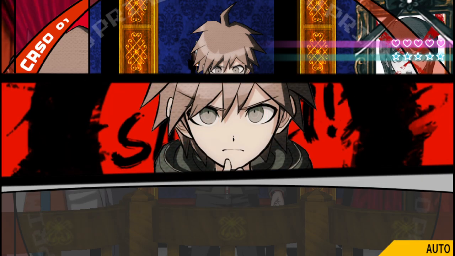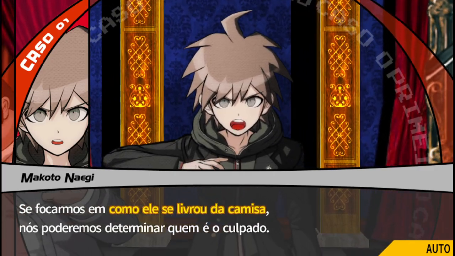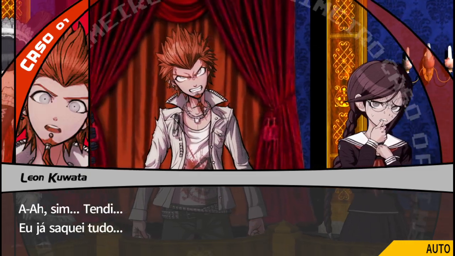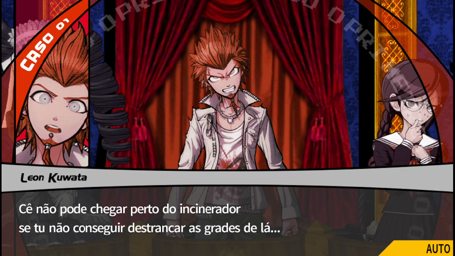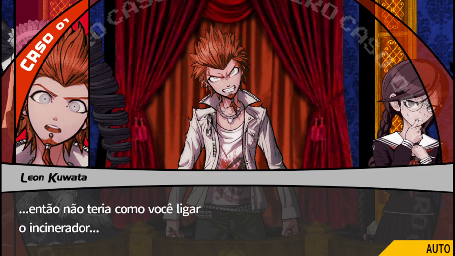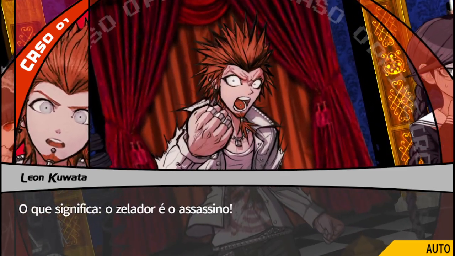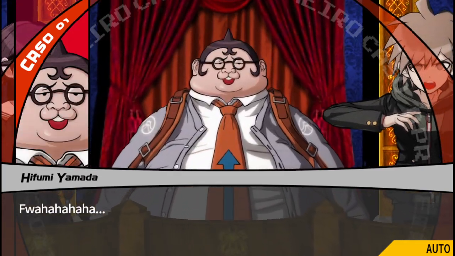I got it! If you look closely at how the shirt was disposed of, we should be able to figure out who the killer is. Oh yeah, that's a good point. I think I know what you're gonna say. You can't reach the incinerator without opening the gate in front of the trash room, right? And obviously, you wouldn't be able to hit the switch to turn it on either. You'd need the key to get in, and the one with the key was the person on cleaning duty. So the killer had to be whoever was in charge of taking care of the trash, right? Interesting.